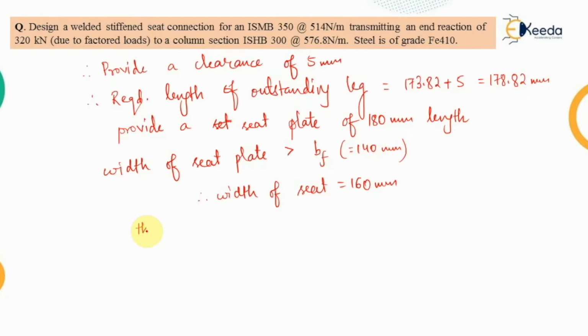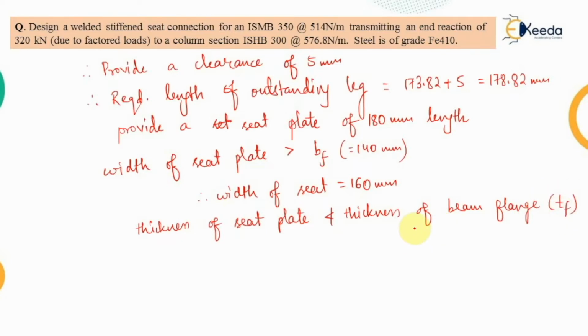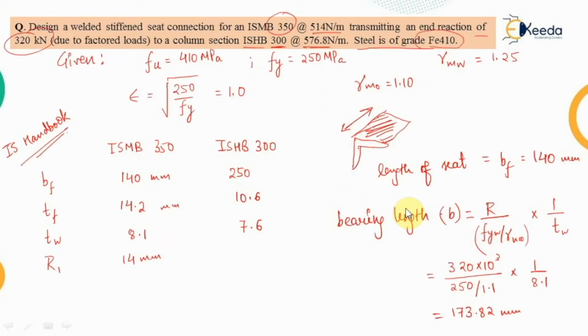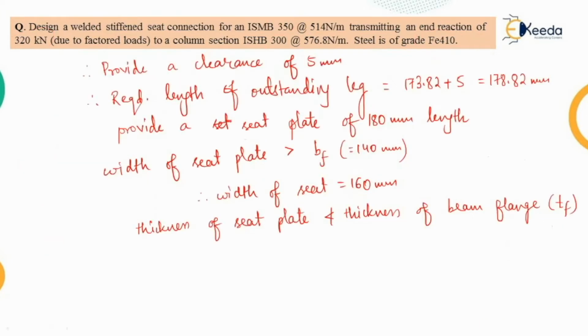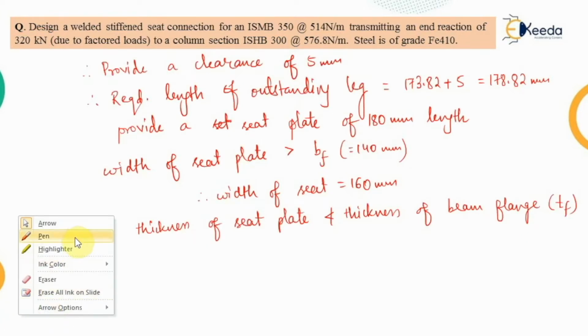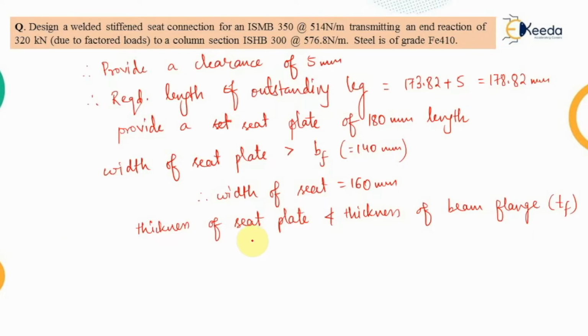And the last parameter required for the seat plate is the thickness of the seat plate. This thickness of the seat plate should not be less than the thickness of the beam flange, that is the TF value. Now this TF value was 14.2 millimeter. That means this thickness of the seat plate must be greater than 14.2 millimeter. Therefore the next section that we are having is of 16 millimeter.